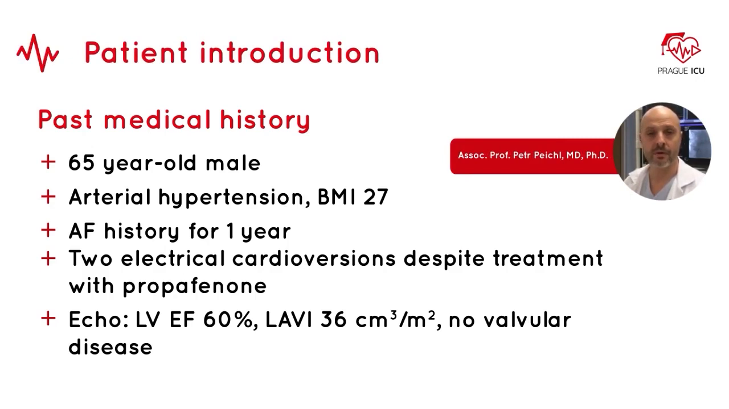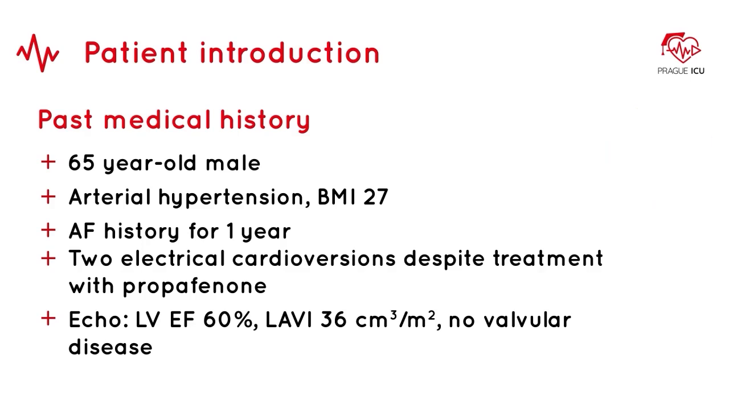It is a 65-year-old male with arterial hypertension. He has a history of atrial fibrillation for about 1 year. He underwent 2 electrical cardioversions despite use of propafenone. On echo, he has a normal ejection fraction, and his left atrial volume index is 36.